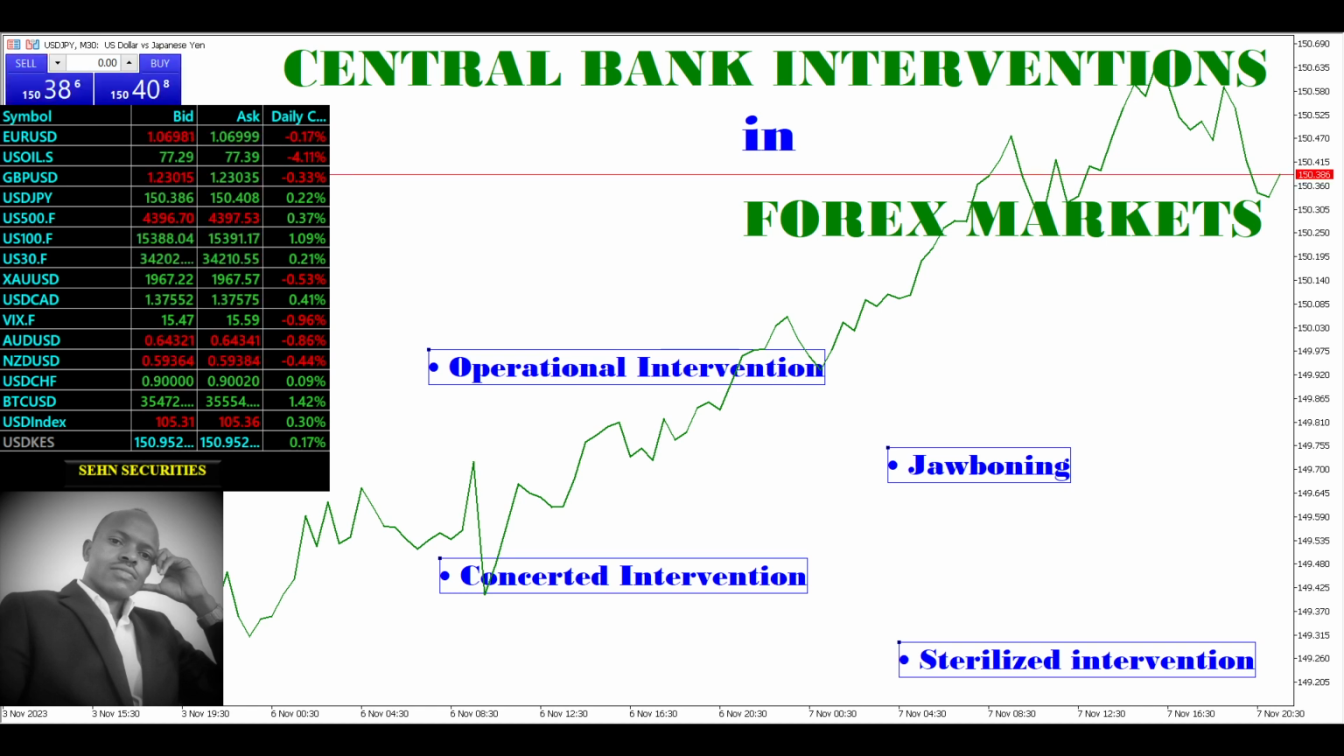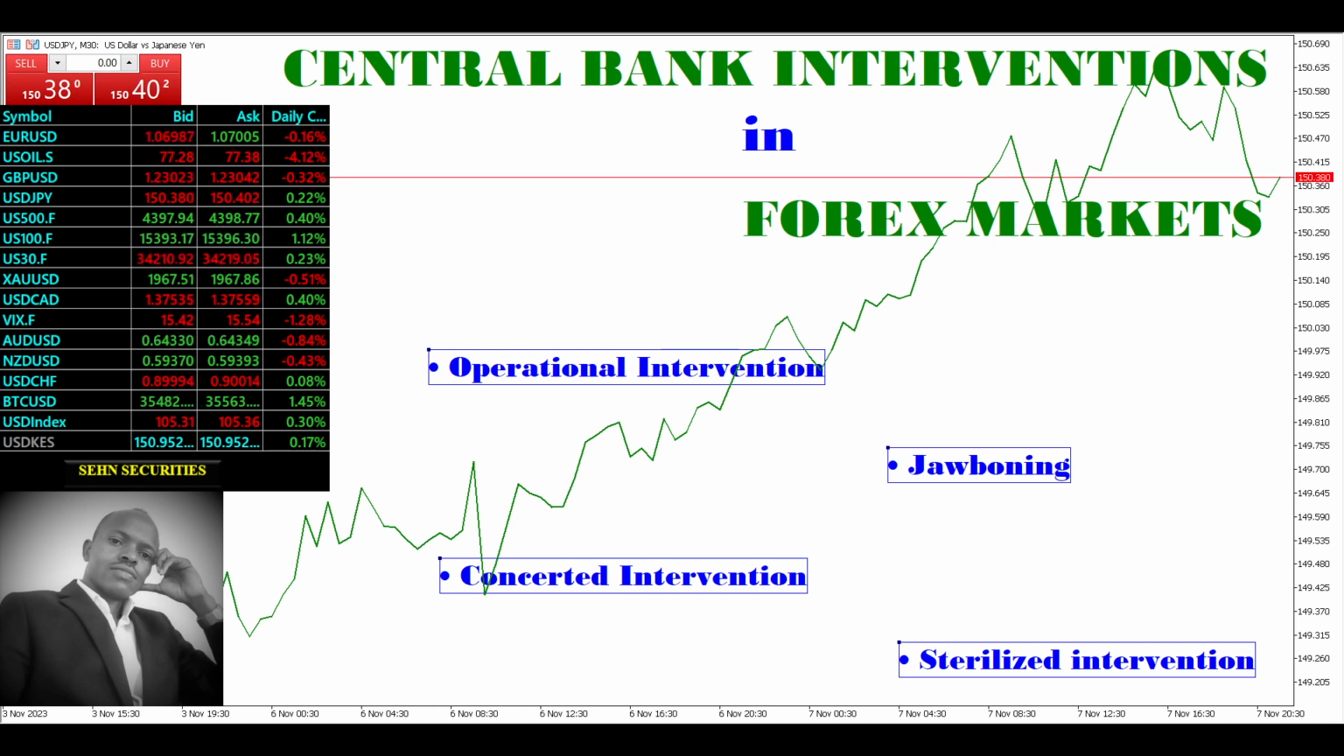Another impact is moral hazard. We see that frequent interventions can lead to moral hazard, where market participants become complacent and take on excessive risks, expecting central banks to bail them out.